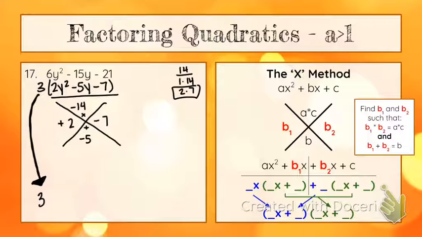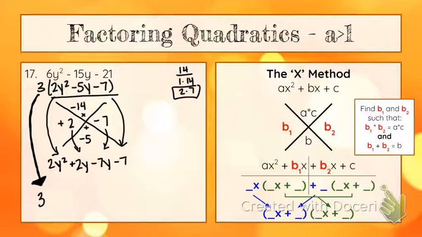Then, once we've chosen those two values, we bring down the first term, we create 2 new middle terms, and we bring down the last term. So we have 2y squared plus 2y minus 7y minus 7, because remember, we're using this new version of our expression.